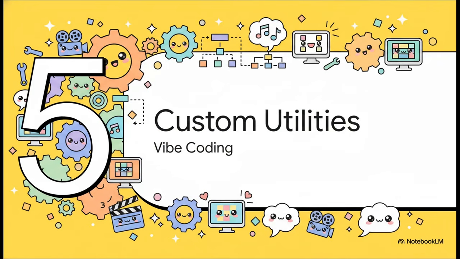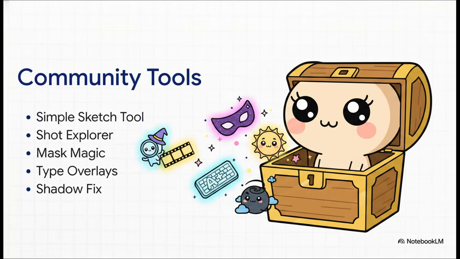Finally, Section 5, Building Custom Workflow Utilities. This is where we get into vibe coding with Flow tools. Right out of the gate, you get access to a fantastic community library of tools built by other editors and VFX artists. You've got a simple sketch tool for generating storyboards from rough box outlines, which is great. But honestly, tools like Shot Explorer, Mask Magic, and Shadow Fix, those are the real workhorses. They're tailor-made to iron out those annoying little micro-glitches that usually bottleneck an AI post-production workflow.